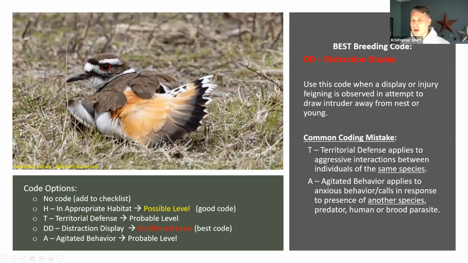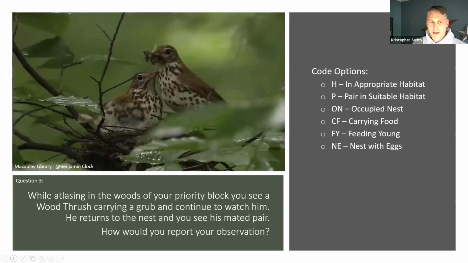Anyone have any specific questions with that one? No? All right, sounds good. We'll move on to question number 3. So question number 3, while atlasing in the woods of your priority block, you see a wood thrush carrying a grub and continue to watch him. He returns to the nest and you see his mated pair. How would you report your observation?